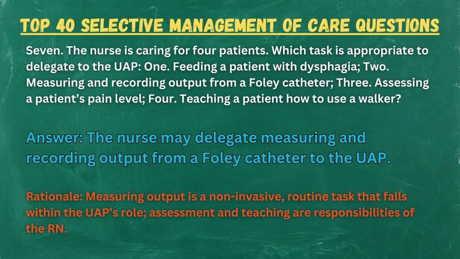7. The nurse is caring for 4 patients. Which task is appropriate to delegate to the UAP? 1. Feeding a patient with dysphagia. 2. Measuring and recording output from a Foley catheter. 3. Assessing a patient's pain level. 4. Teaching a patient how to use a walker?